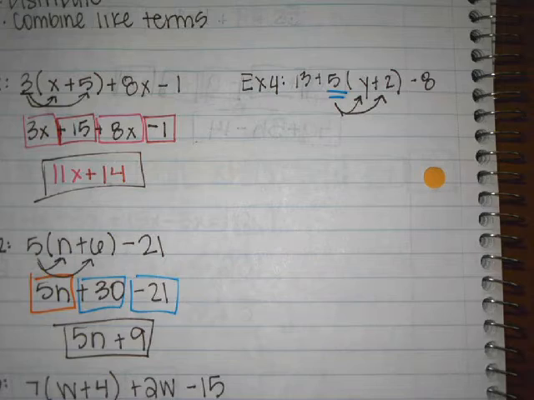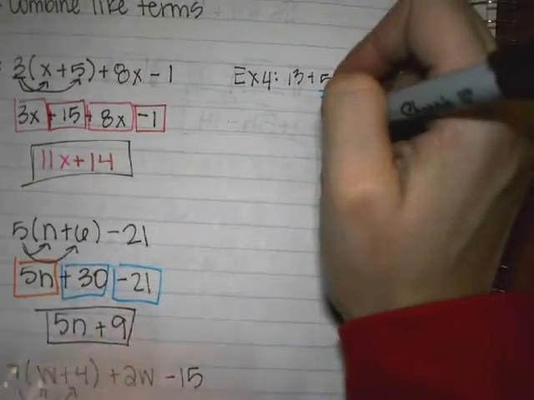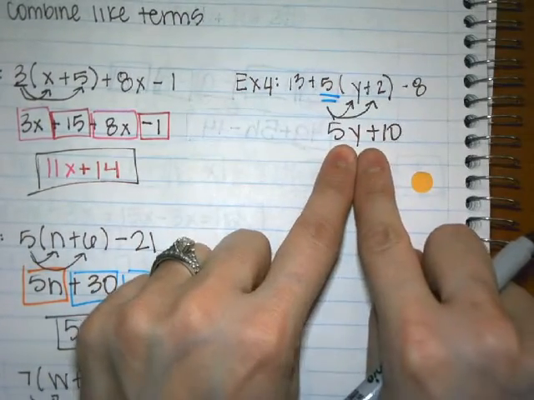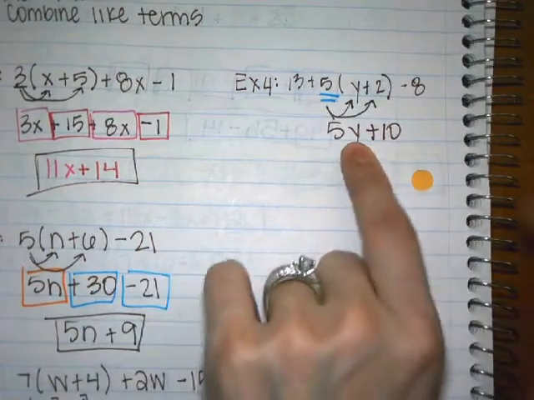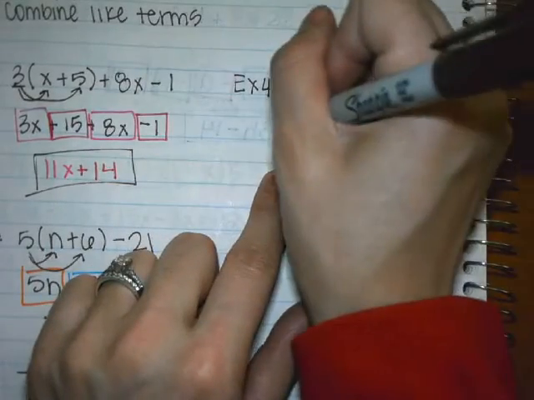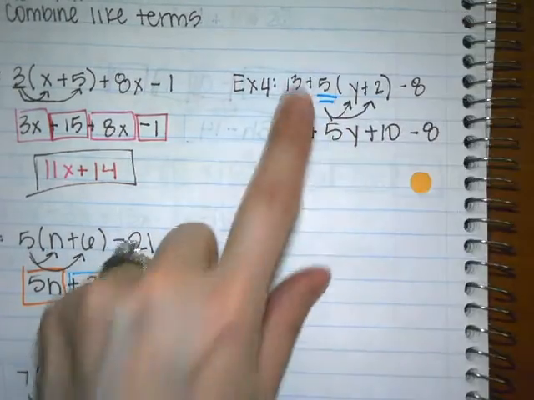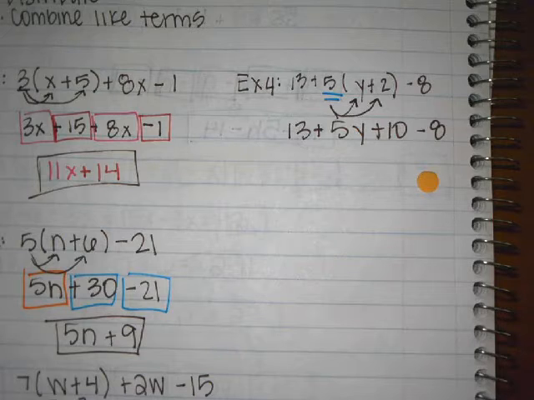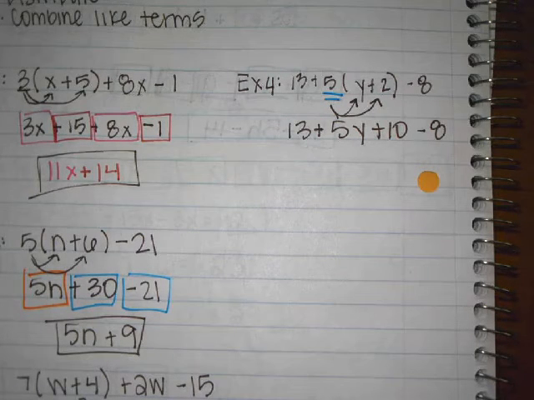Number 9. Who's number 9? Sam, is that you? What did you get when you distributed, bud? Good. So when you distributed, guys, you should have 5y plus 10. Then you're going to bring down the minus 8, and you're going to bring down the 13 and the plus sign. Is there any questions on that? Now what do we need to do? Combine like terms.